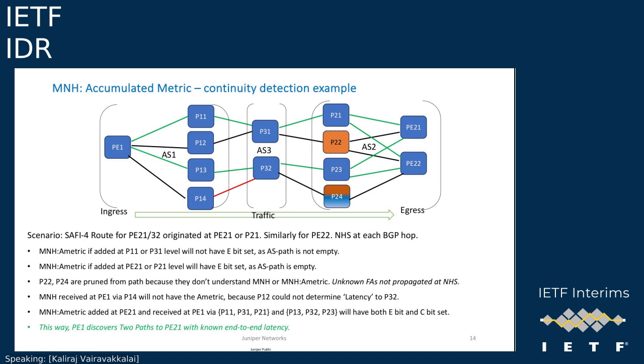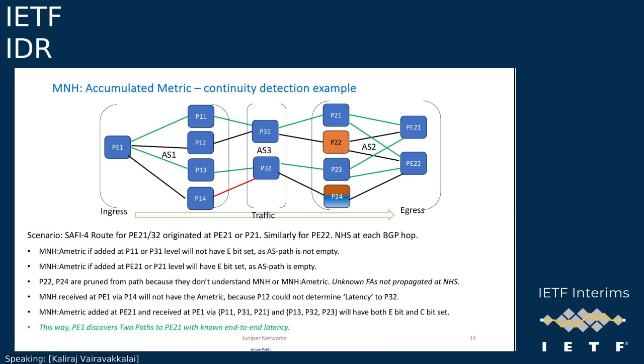So this is just an example of how the continuity detection works. Here we have a network with 3 ASs, and all the nodes are doing next-hop-self. The nodes in blue all understand MNH, and they understand the AIGP carried inside it. The node that is fully orange or red does not understand MNH, and the node that is shaded both red and blue understands MNH but does not understand AIGP. And you see a red link.